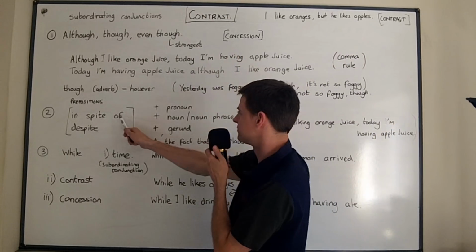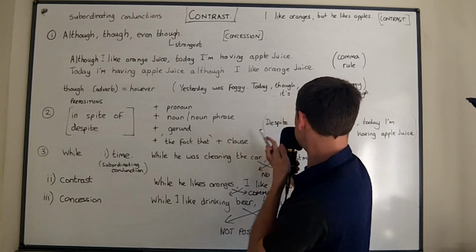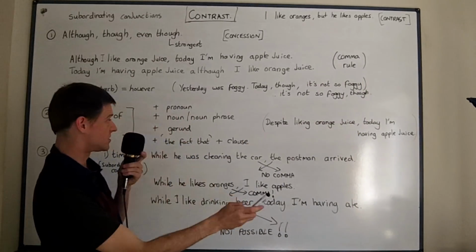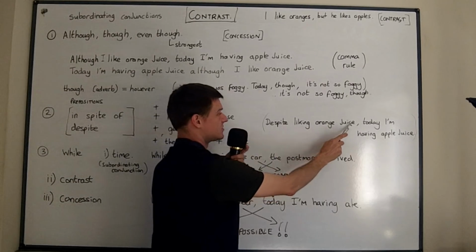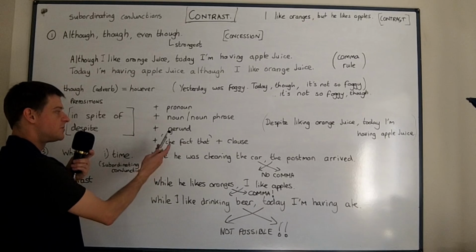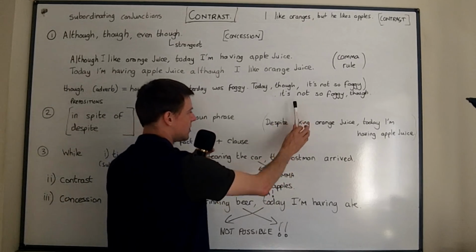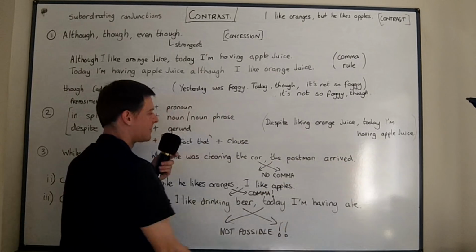It's used for concessions, these two. So we could also use it plus a gerund and say something like this, and this would shorten the sentence. Despite liking orange juice, today I'm having apple juice. Or we could put the fact that and then the clause. So despite the fact that I like orange juice, today I'm having apple juice.